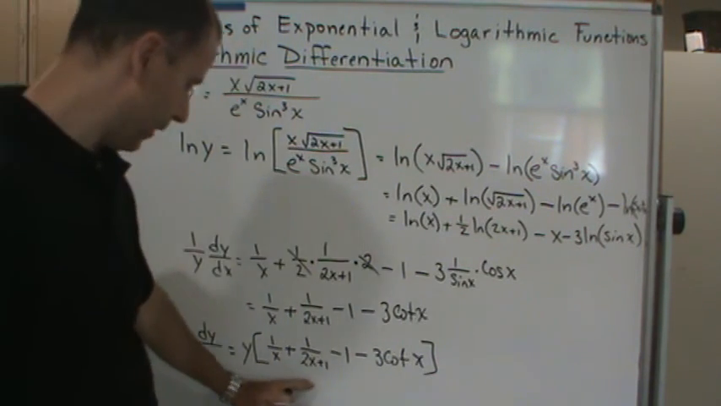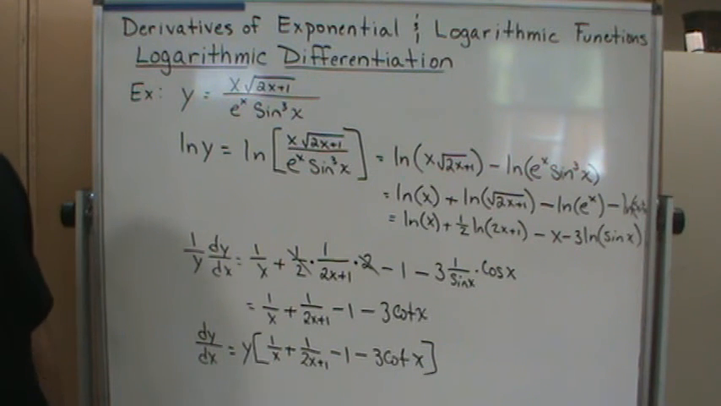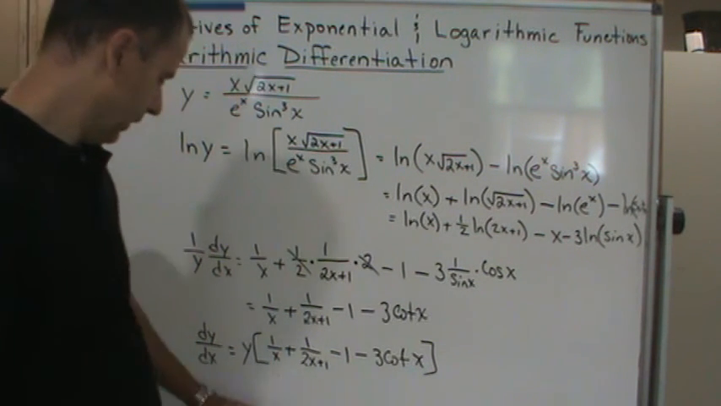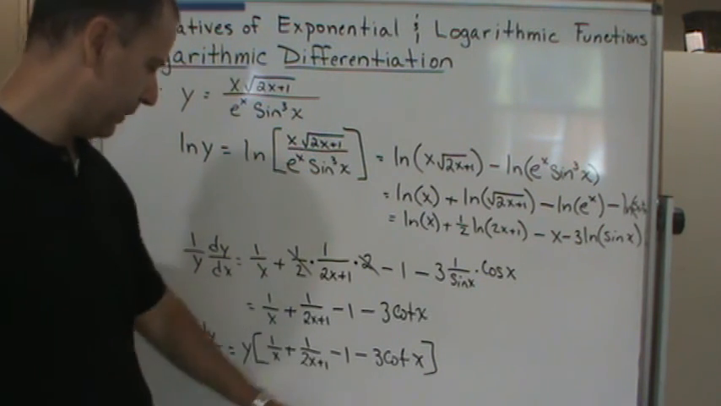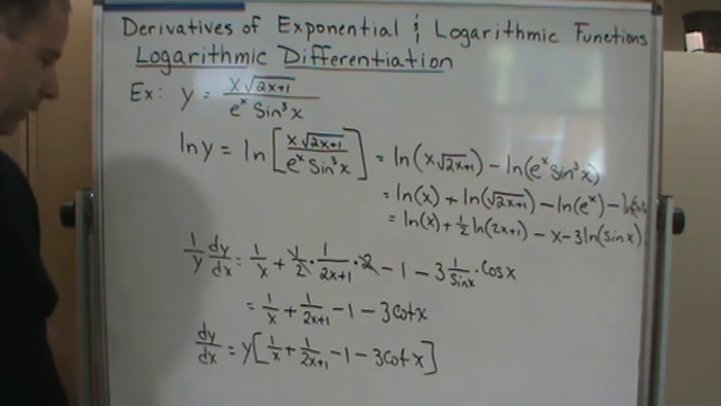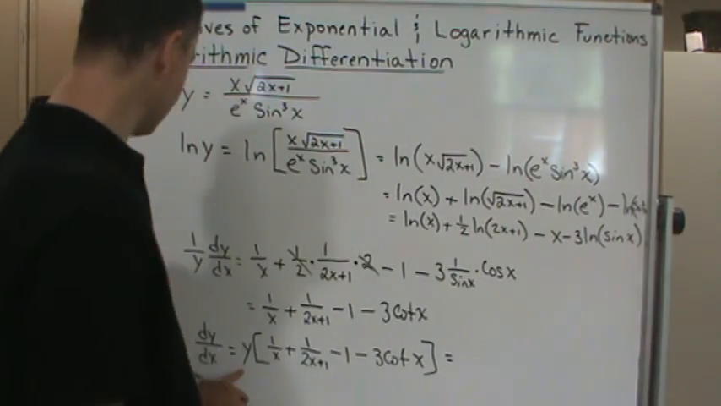I'm not going to bother trying to simplify this. And you shouldn't either, right? So there's really nothing else I could do to simplify this. I could try to get a common denominator, but why? That would be, again, unnecessary. So now all I'm going to do is substitute for y to get my final answer.